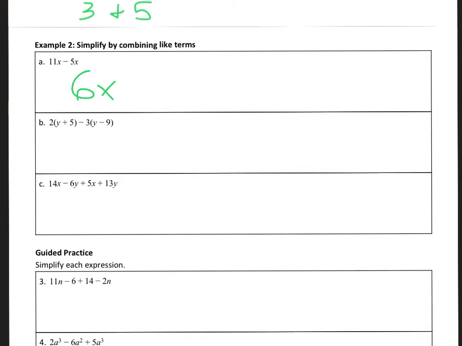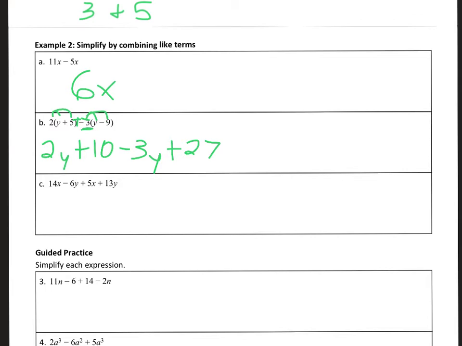Now in part B, we've got a little bit more work to do. First, what I would do is I would distribute 2 through those parentheses. So that would become 2y plus 10. Then I would distribute negative 3 through those parentheses. So when you see something being subtracted, it's a good idea to write it as, and you guys got good at this last year, plus and negative. So this really becomes minus 3y plus 27.